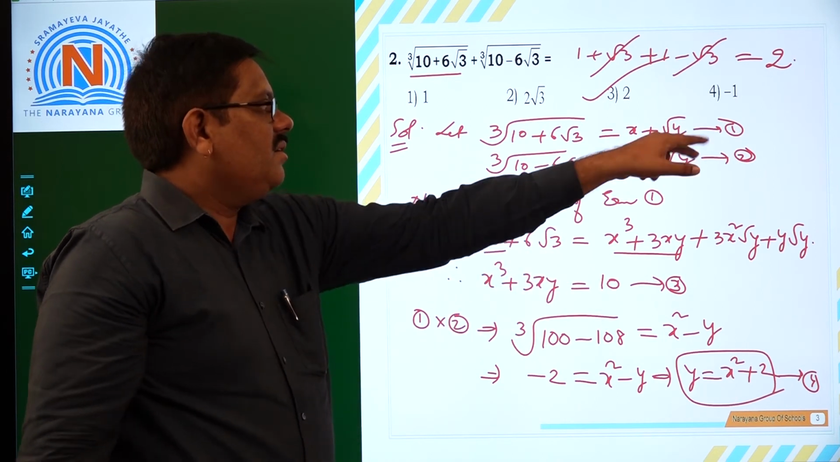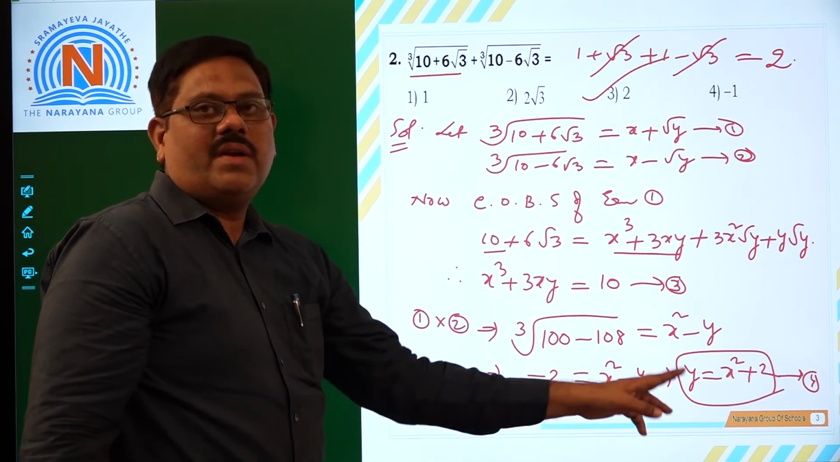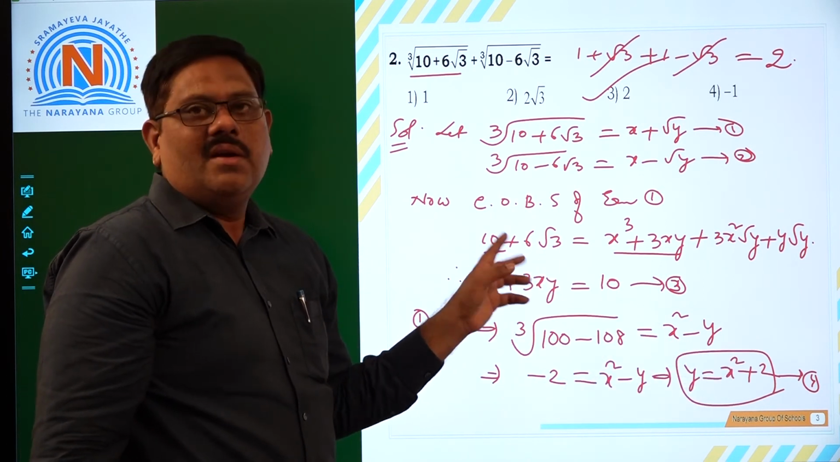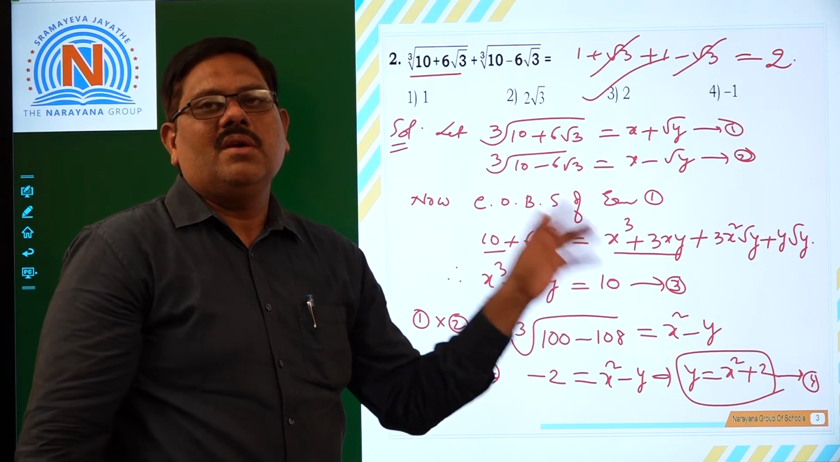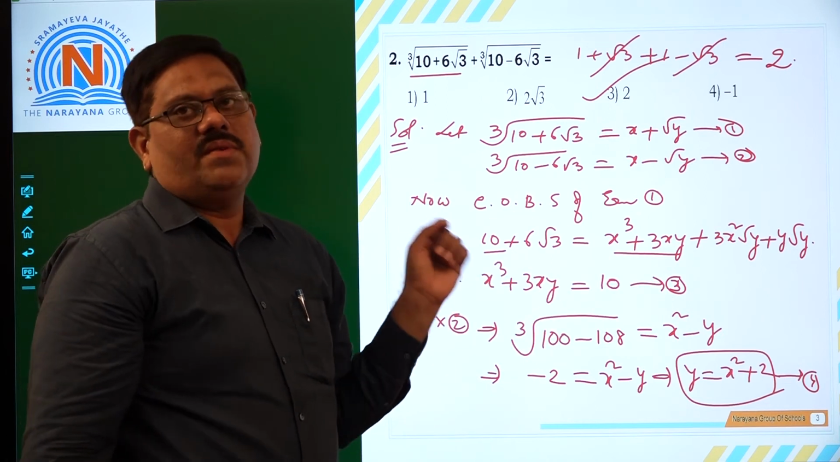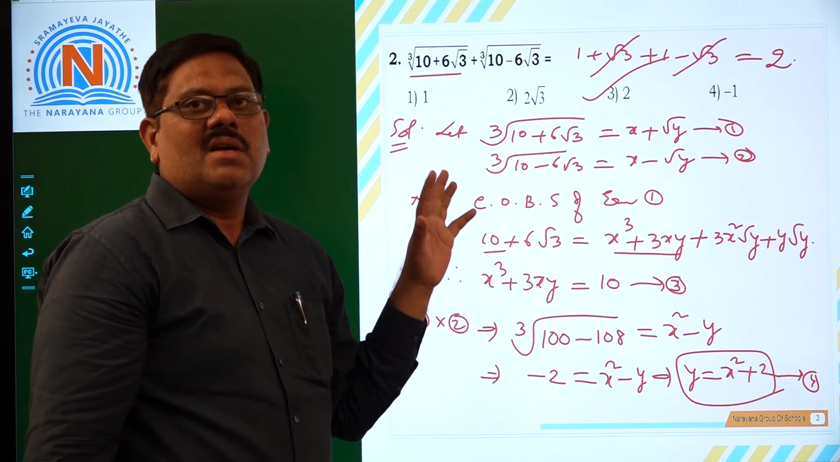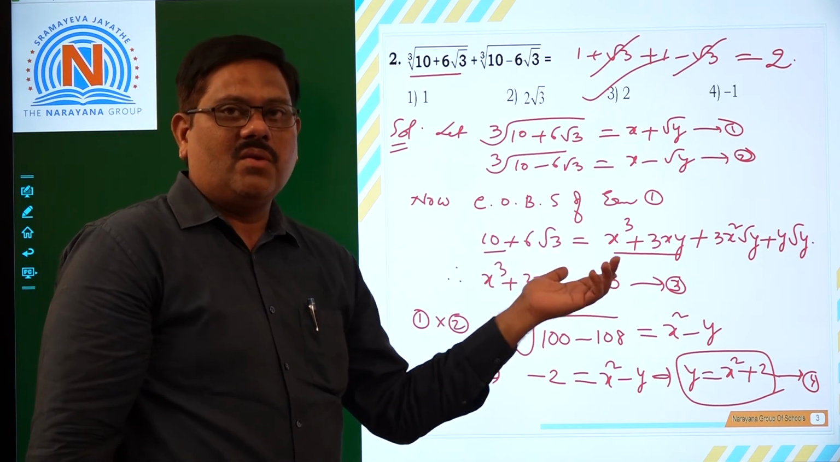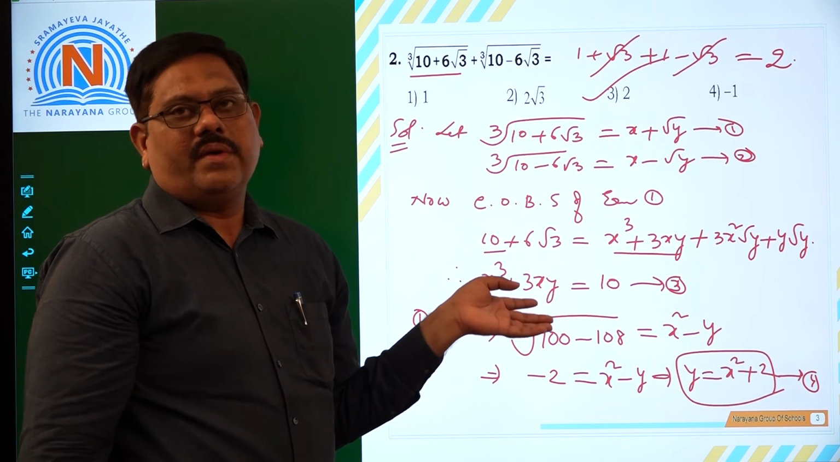Next, by multiplying these two, we will get a relation between x and y. So the y value is x square plus 2. That we have to substitute in this y. Thereby you will get a cubic equation. You have to solve it. Of the values of x, we have to choose the real value of x. That value we take as x. Based on that we have to find out y, so that we can find the x plus root y value.